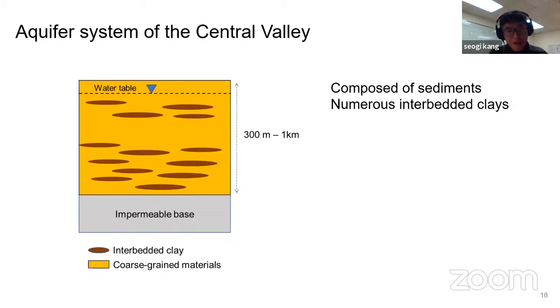And it's worthwhile to think about what the aquifer system of the Central Valley is. So the Central Valley aquifer system is composed of mostly fine-grained sediments like clays and coarse-grained material like sand and gravel. And this is a conceptual figure showing that. So the yellow color means the coarse-grained materials like sand and gravel, and the dark brown color means the interbedded clay. As you can see, there are numerous interbedded clays throughout the aquifer system. And the thickness of the aquifer system is about 300 meters to 1 kilometer, generally increasing towards the center of the valley, which makes sense.